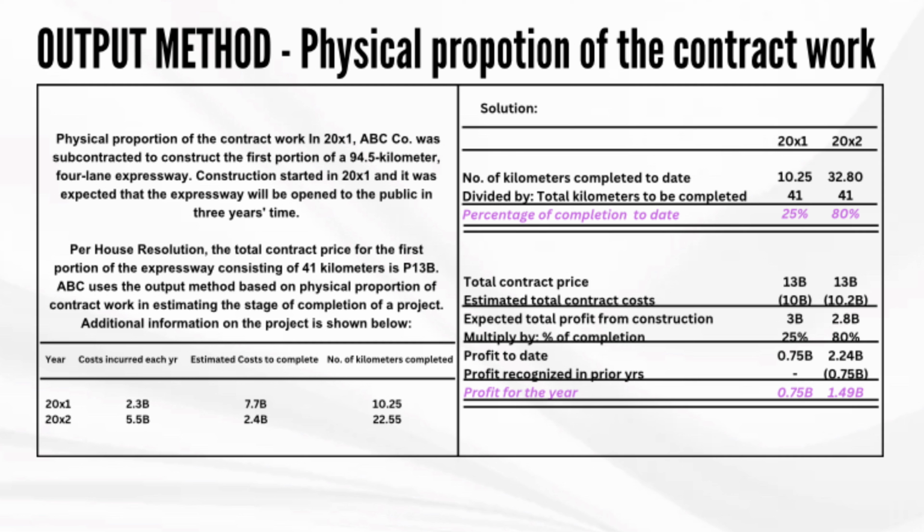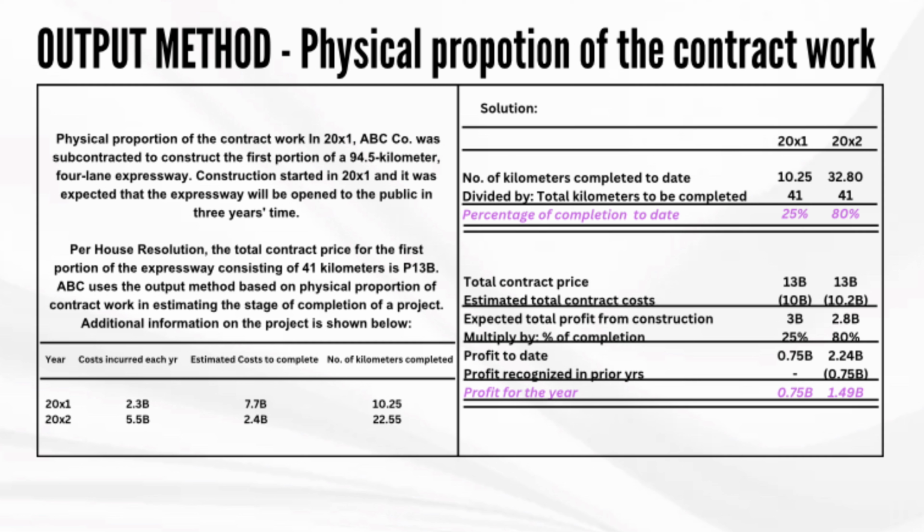The cost incurred each year, estimated cost to complete, number of kilometers completed. On the right side, it has the solution for the percentage of completion to date. Number of kilometers completed to date will be divided by the total kilometers to be completed. For 20X1, it results in 25%. For 20X2, it is 80%.